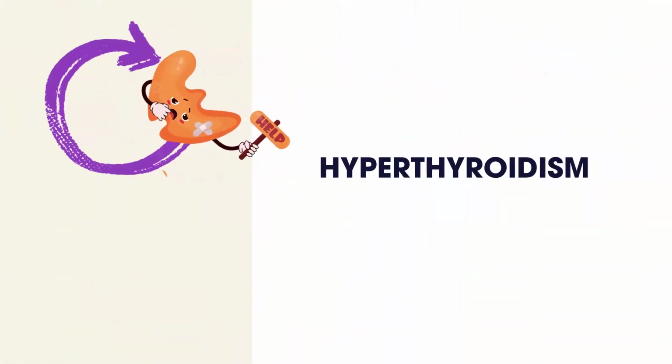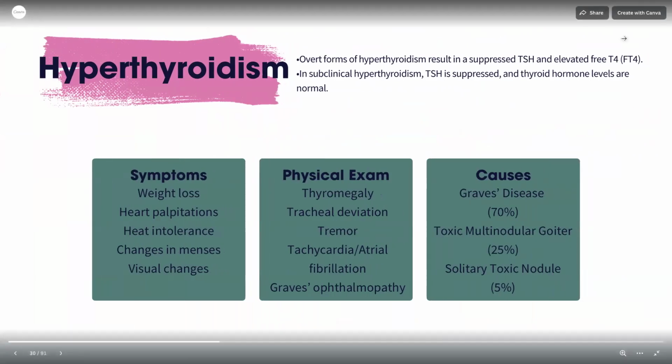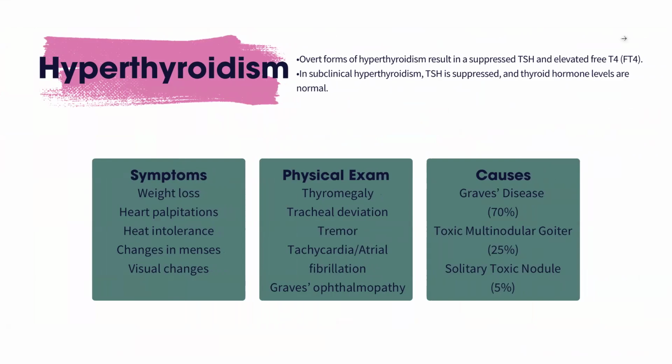Okay, so now we'll move on to hyperthyroidism. Common symptoms, obviously, are weight loss, heart palpitations, heat intolerance. If they have a large goiter that's causing hyperthyroidism, you can see thyromegaly, tracheal deviation, and tremors on exam. The most common cause is Graves' disease. After that is toxic multinodular goiter and then solitary toxic nodule. For hyperthyroidism, you'll see suppressed TSH and elevated T3 or T4.